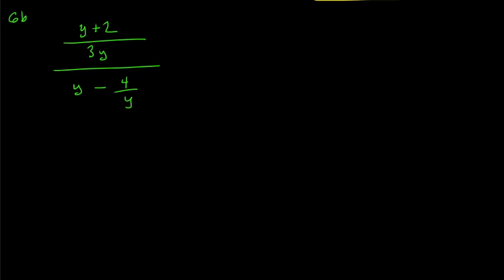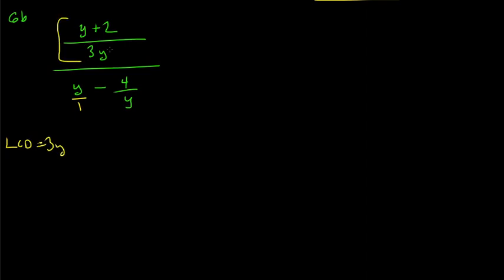Okay, so here's the original problem. Again, I'm doing 6b again. Notice that the denominator here is two fractions: y over 1 minus 4 over y. So the LCD out of all these fractions here is 3y, or 1 times 3y. So the LCD is 3y.